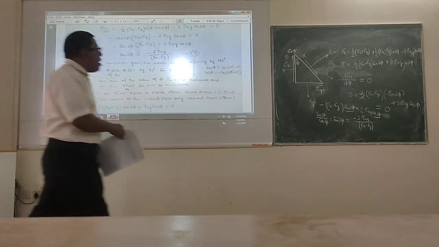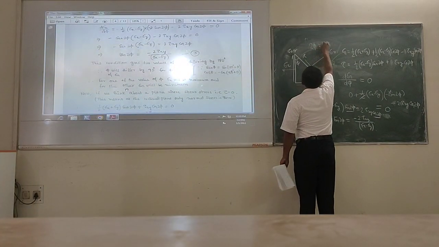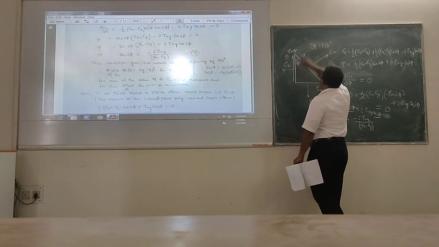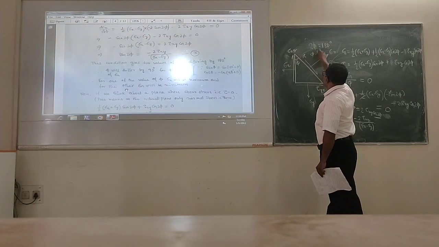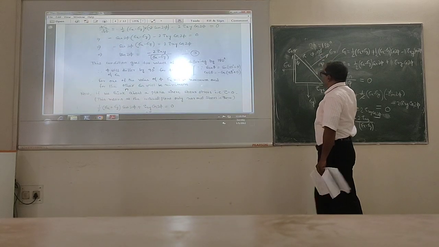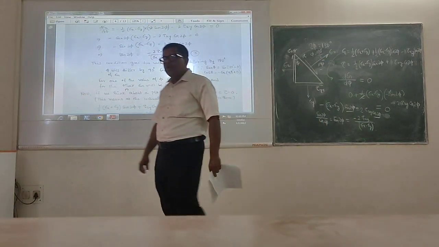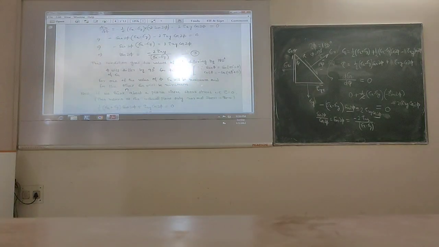So if 2φ is separated by 180 degrees, what will be the value of phi? Phi will be equal to 180 degrees by 2, which is 90 degrees. Got it? So this is very, very critical information regarding the plane stress problem. What is the information you are now getting?